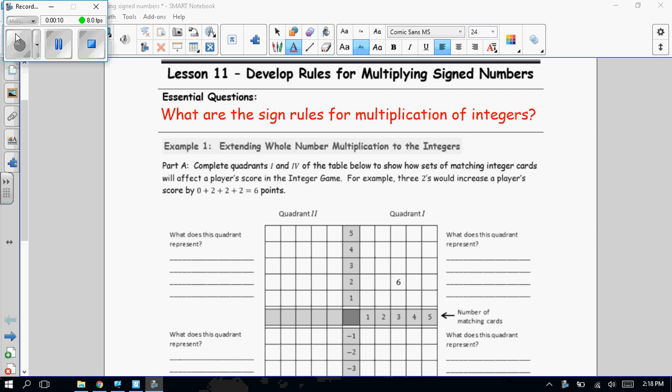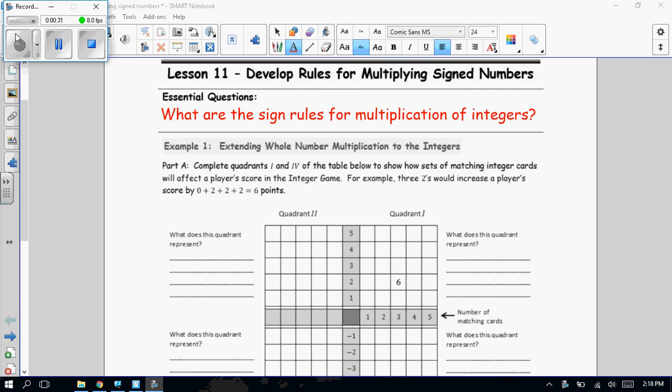Develop rules for multiplying signed numbers. You'll see the essential question I have up at the top. What are the sign rules for multiplication of integers? When you get to that summary, you should be able to answer that question. In fact, if you can't, I suggest you go back and rewatch this video.